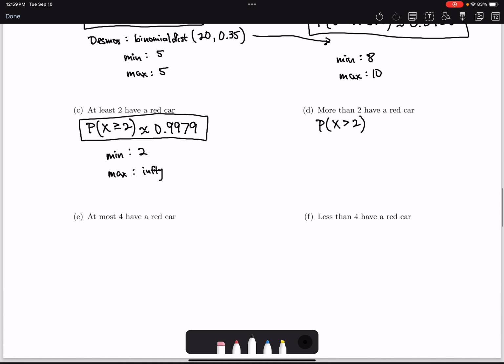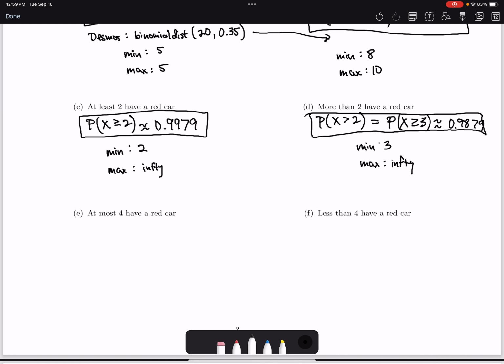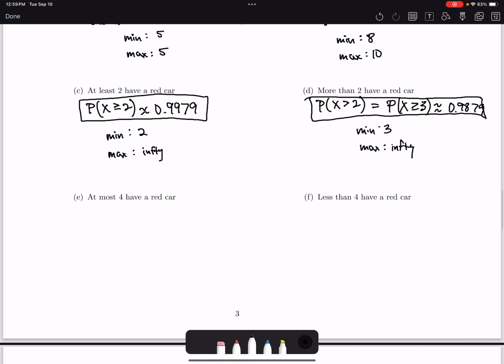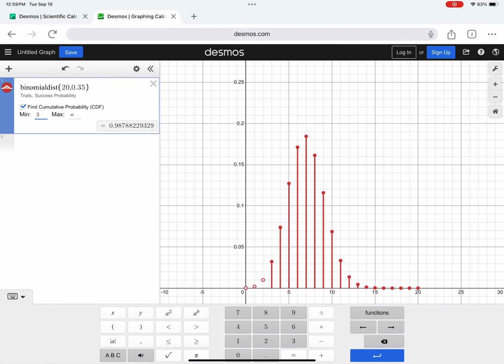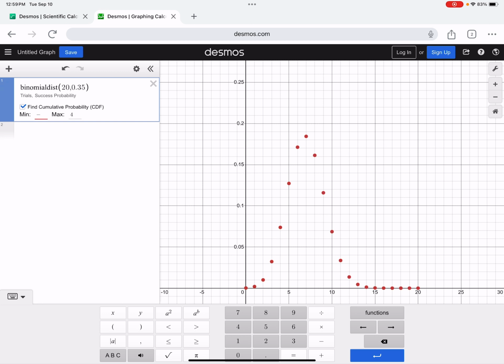Part E asks for the probability that at most 4 have a red car. At most 4. So that would mean 4 or less, right? So this is the probability x is less than or equal to 4. That means that 4 is our maximum value. Okay, we're not going to get beyond that. Our minimum value, on the other hand, we don't have a lower bound, so we would just say negative infinity, right? And again, you'll see it's highlighting the bars that are less than or equal to 4, which is exactly what we want. So that's 0.1182.